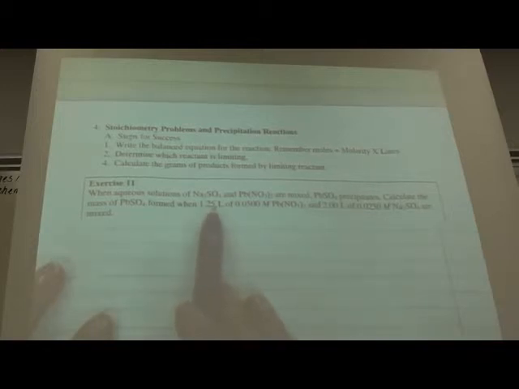When aqueous solutions of sodium sulfate and lead 2 nitrate are mixed, lead 2 sulfate precipitates. We knew that. Calculate the mass of lead 2 sulfate formed when 1.25 liters of 0.05 molar lead 2 nitrate and 2 liters of 0.025 molar sodium sulfate are mixed. So step 1, write the balanced equation.